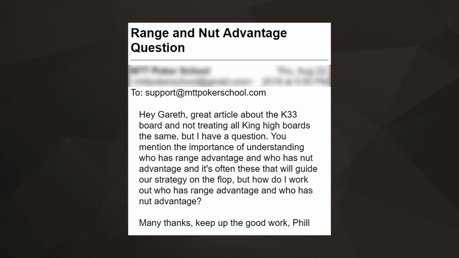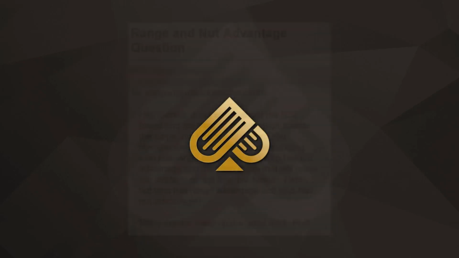Today I want to answer a question I received in an email earlier this week. It said, "Hey Gareth, great article about the King 3 3 board and not treating all King High boards the same, but I have a question. You mentioned the importance of understanding who has range advantage and who has nut advantage, and it's often these that will guide our strategy on the flop. But how do I work out who has range advantage and who has nut advantage? Many thanks. Keep up the good work. Phil."